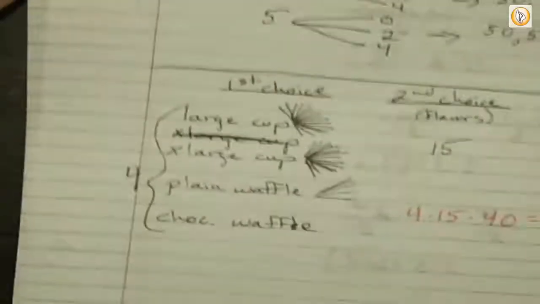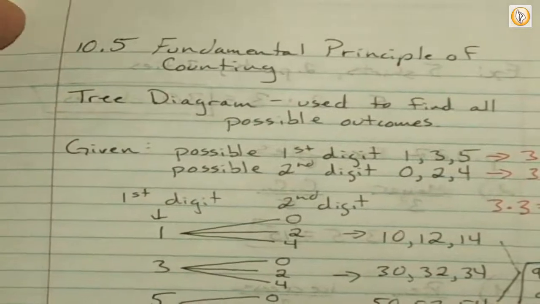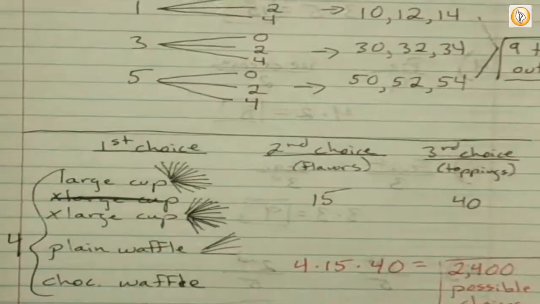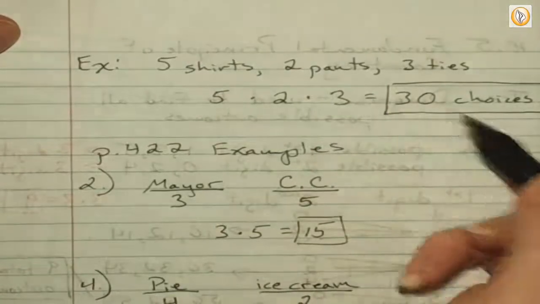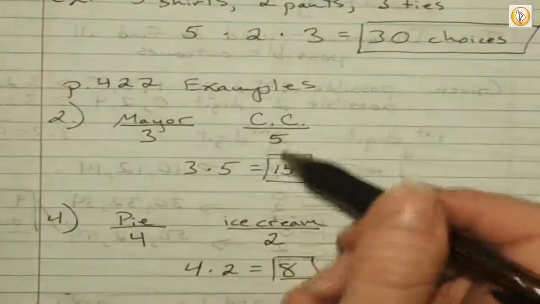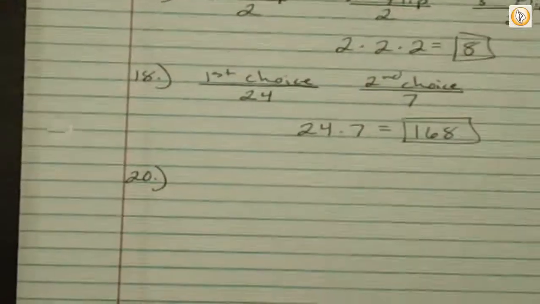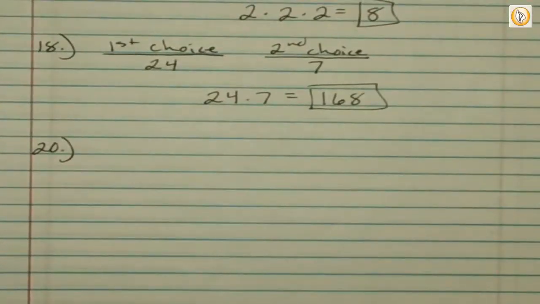Okay, so yesterday we talked about the fundamental principle of counting. We talked about the tree diagram. We talked about how that's a lot of work and that it's easier if we just multiplied each thing, right? So we did a bunch of examples, and then we started getting into some crazy stuff that's kind of hard to understand. We're almost done.